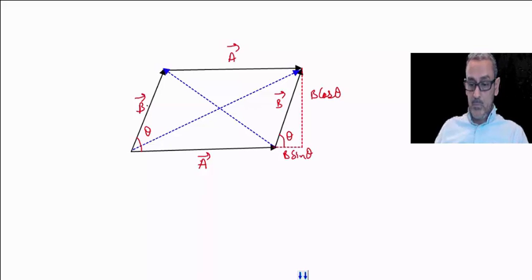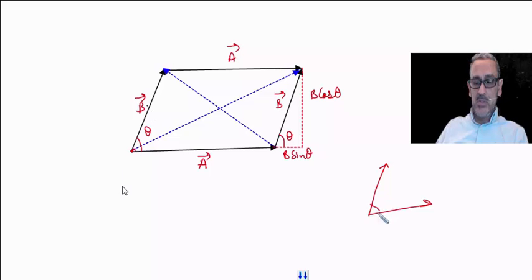This is vector A and this is vector B. B is inclined to A at an angle theta, and this is parallel to B, and this vector is parallel to A, so they are equal vectors and it forms a parallelogram, right?